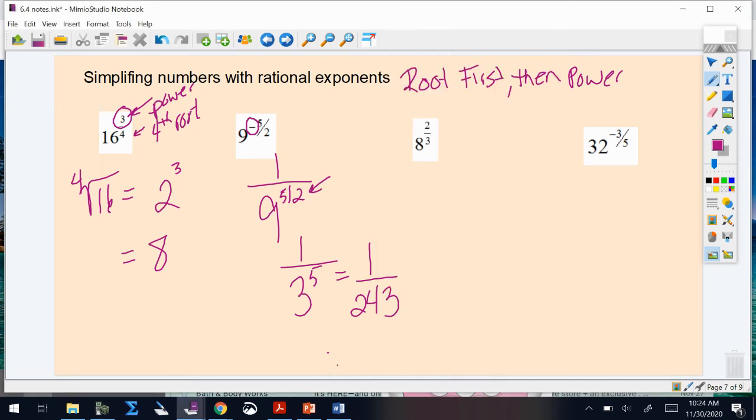So the next one, again, the root is going to make it smaller. So I'm going to cube root 8. The cube root of 8 is just 2. And then I'm going to take the second power of that. 2 squared is 4. And again, you could use your calculator to confirm that.